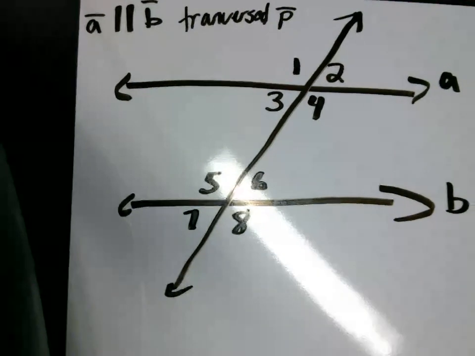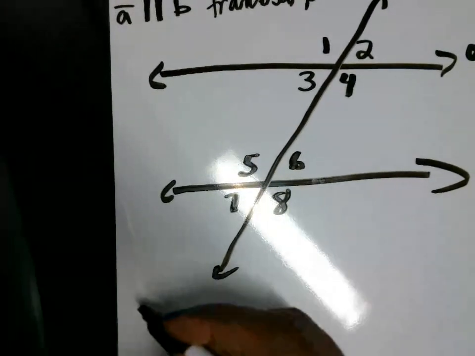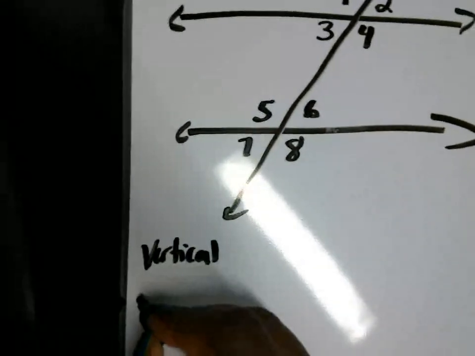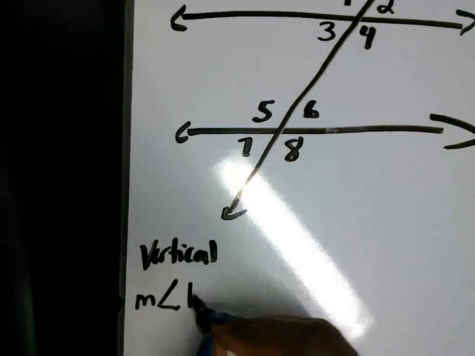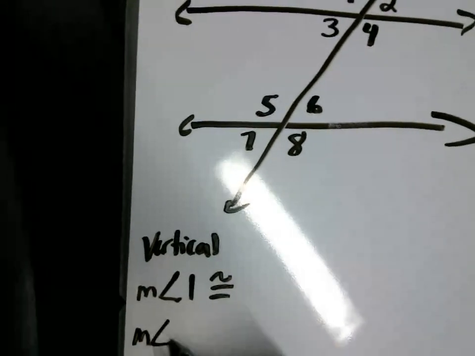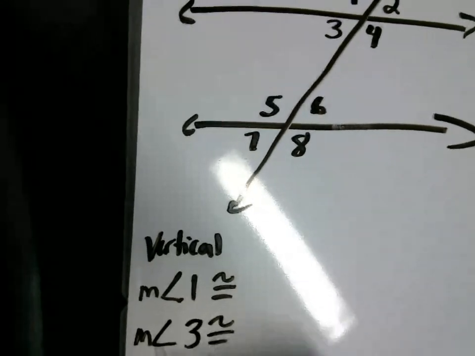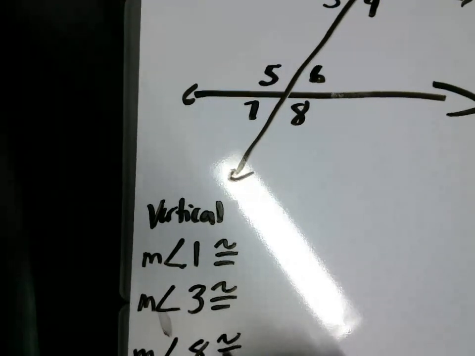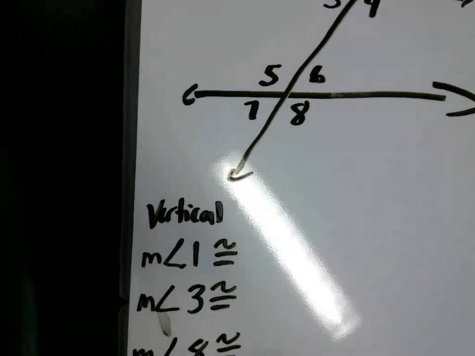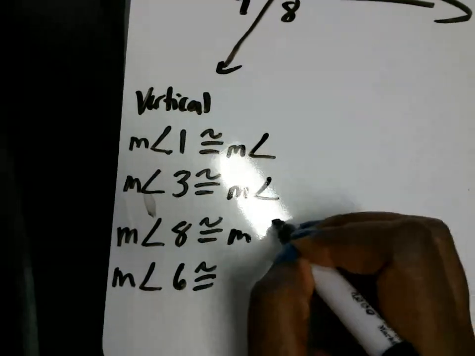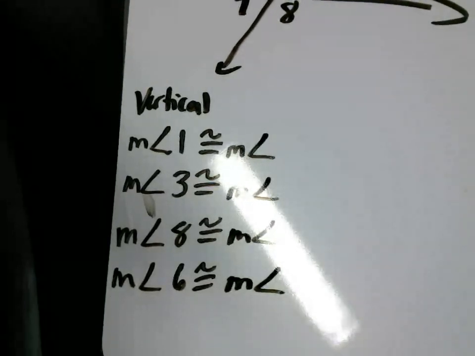All right, so now I want you to list all of the angles that are vertical. That's what you know first. Let's list a pair of vertical angles. What angle is vertical to angle 1? Write the angle that's vertical to angle 1. Then write the angle that is vertical to angle 3. Write the angle that is vertical to angle 8. Write the angle that is vertical to angle 6. Okay? So you're going to write the angles here. That means those measurements are congruent. See if you can get those right.